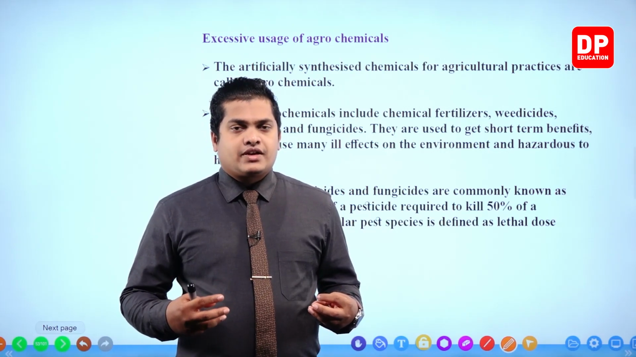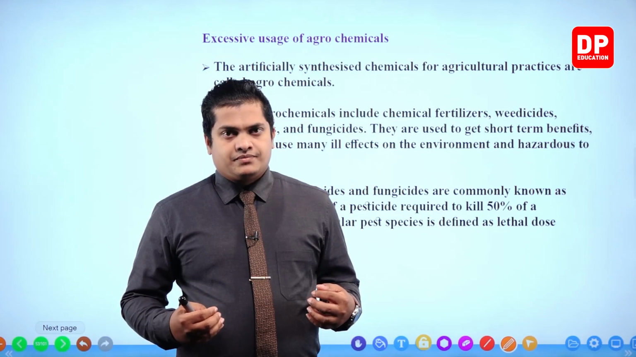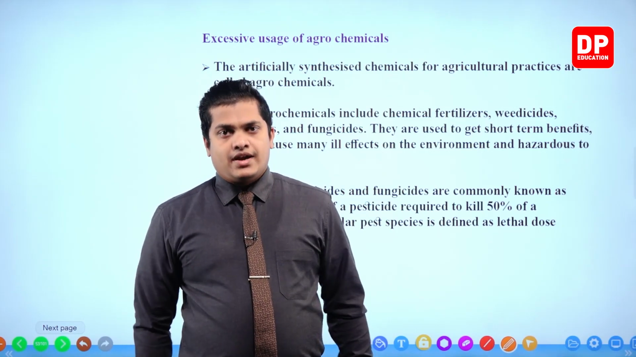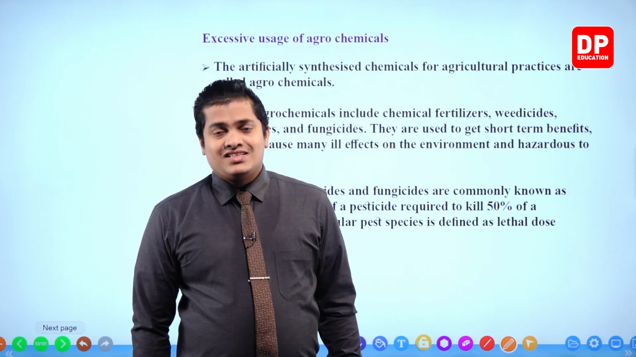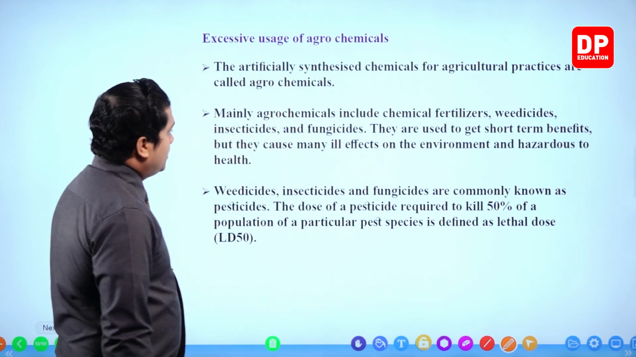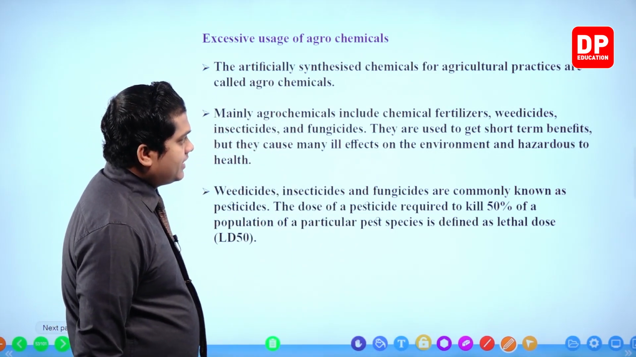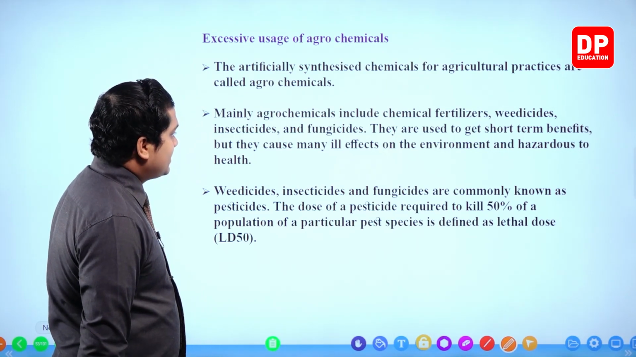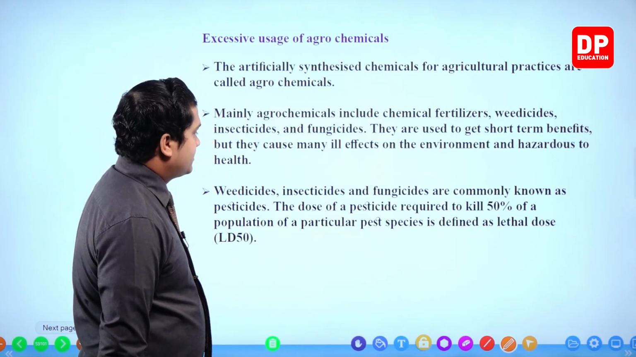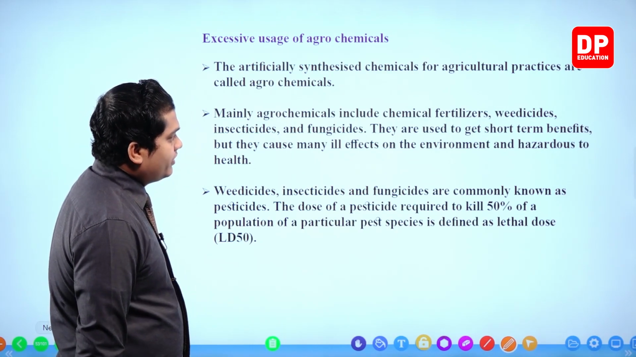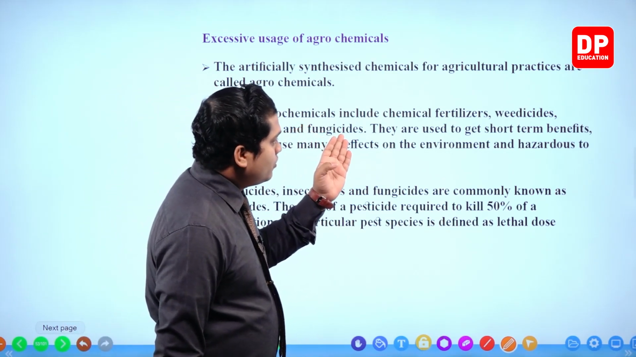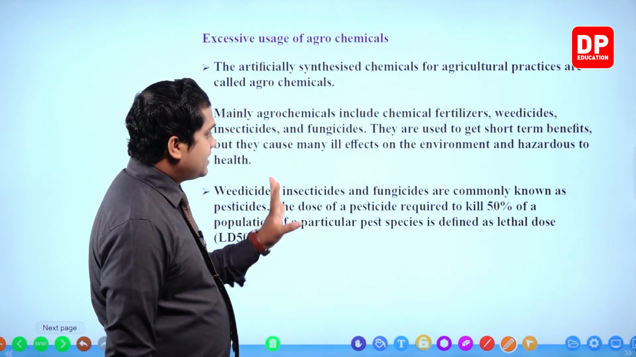Sometimes they will kill different kinds of pests in the environment, and they are also added as fertilizer to grow the plant. However, these things are synthetically made, my dear children, which means they are artificial. Mainly agrochemicals include chemical fertilizers, weedicides, insecticides and fungicides. They are used to get short-term benefits, but they cause many ill effects on the environment and are hazardous to health.